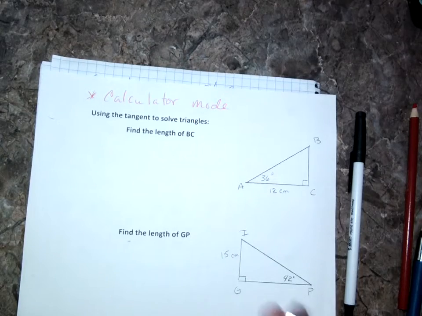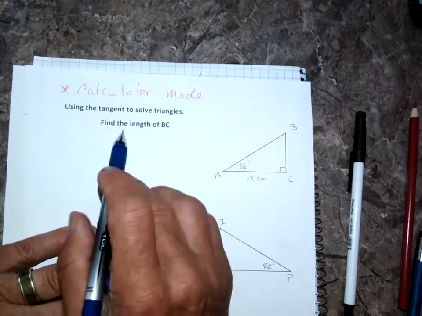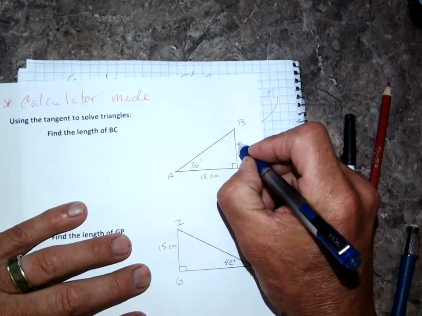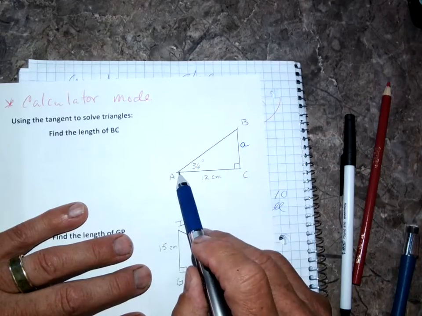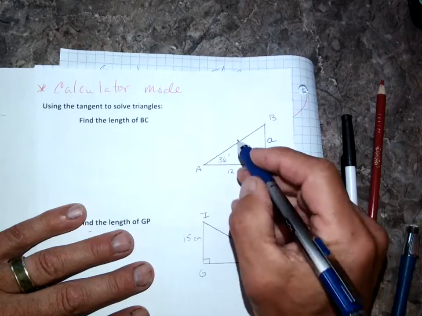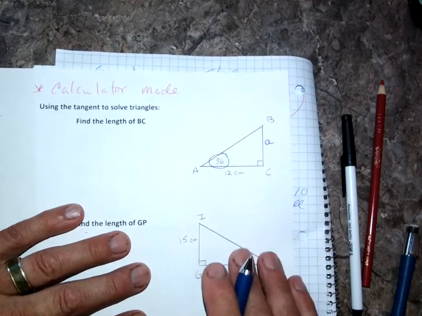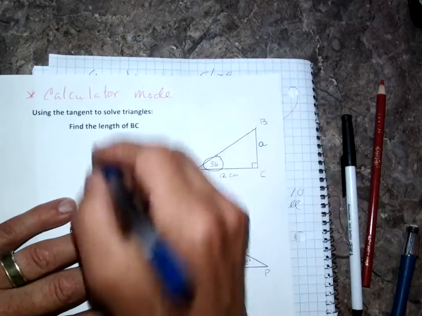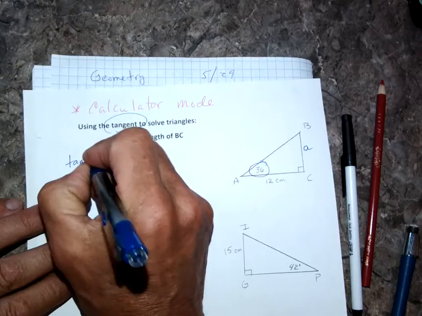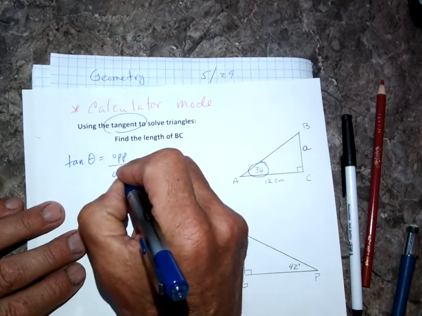And I'm going to try and set this up. So what I do is this. Find the length of BC. Here's BC. I'm going to call that little a. Angle A, opposite side, little a, okay? So what do I know? I know this angle. I'm going to circle that angle. And then if I need to use the tangent, I'm going to use the tangent. Let's write that down. The tangent of an angle is equal to the opposite side over the adjacent side, okay?